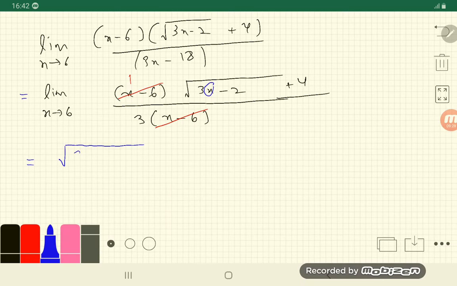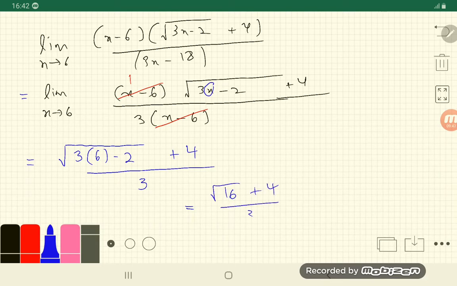So you are going to get the square root of 3 times 6 minus 2, plus 4, divided by 3. So then you can get the final answer, which will be the square root of 16 plus 4 divided by 3. So 4 plus 4 will be 8 over 3. This is the final answer for the limit.